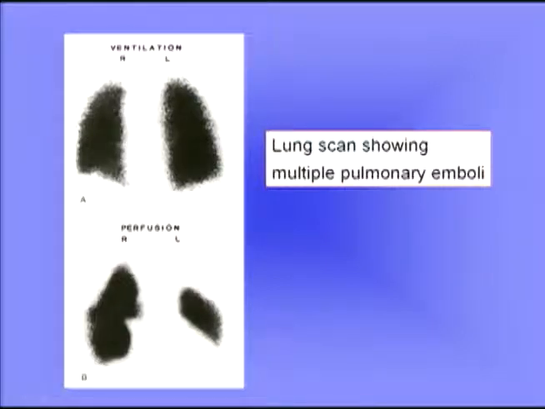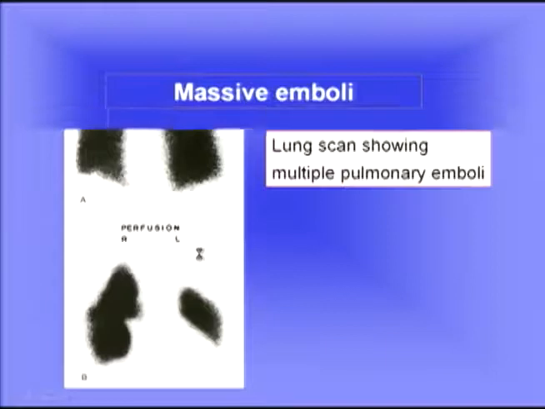Here's a scan following, I think, the inhalation of radioactive xenon in this case, showing normal ventilation throughout both lungs. But now look at what happens when you inject radioactive albumin. Then you find that there is a tremendous reduction in blood flow at the apex and base of the left lung here, and there are clearly abnormal areas on the right lung here as well. So this patient has multiple pulmonary emboli.